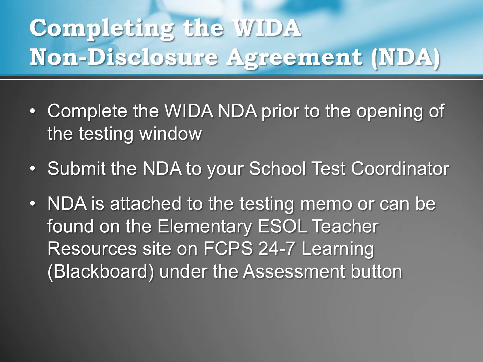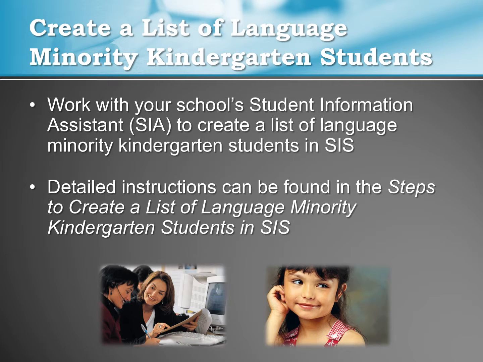Work with your school's Student Information Assistant to create a list of language minority kindergarten students in SIS. Instructions on how to create a list can be found in the Steps to Create a List of Language Minority Kindergarten Students in SIS document, which is an attachment to the testing memo, and can also be found in the Elementary ESOL Teacher Resources site on Blackboard under the Assessment button.